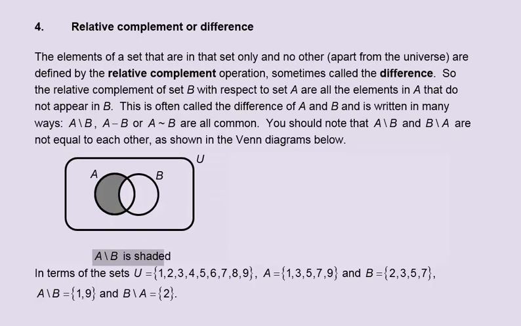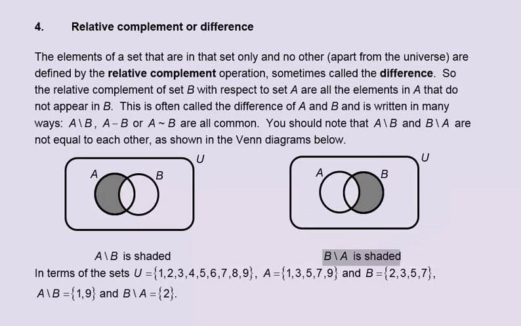Here, A\B is shaded. Here, B\A is shaded. In terms of sets U = {1, 2, 3, 4, 5, 6, 7, 8, 9}, A = {1, 3, 5, 7, 9}, and B = {2, 3, 5, 7}, A\B = {1, 9}, and B\A = {2}.